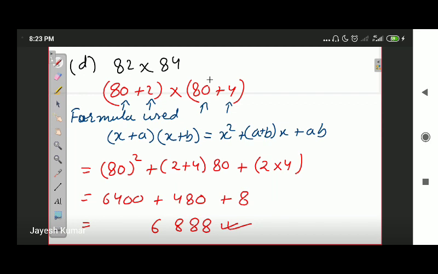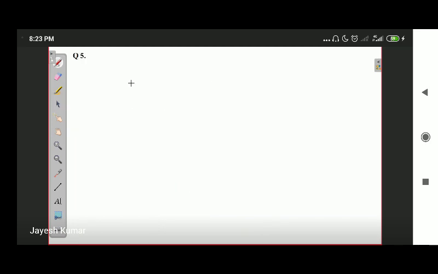Now moving on to question number 5. In question number 5, we deal with whole square formulas. So I will do A part once again, and let me do C part and D part. They look more difficult.